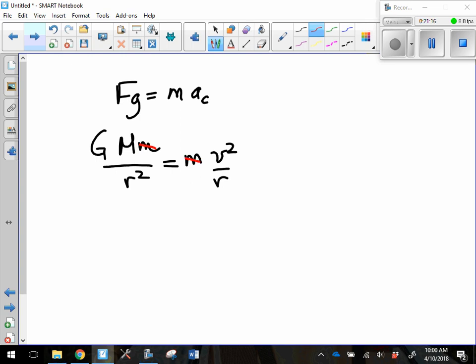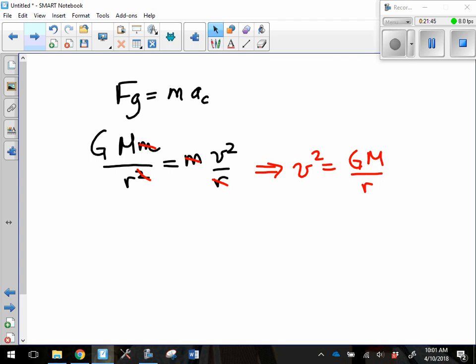So my little m's cancel. One of my r's cancel. And I'm left with v squared is G, the universal gravitational constant, times the mass of the big object divided by r. Which tells you that the velocity of my satellite, my little m, is set by how far away it is from the big M.